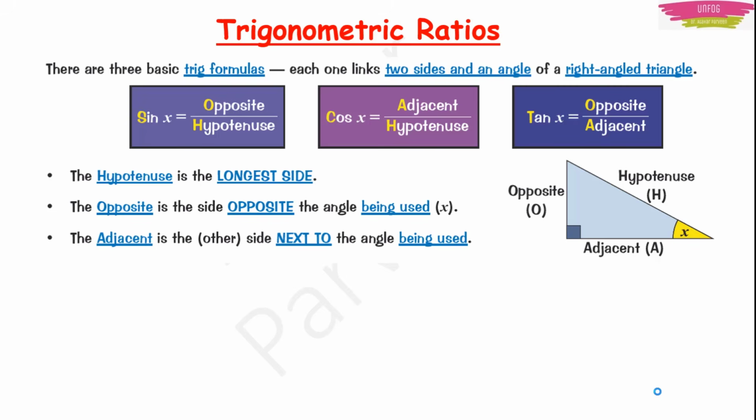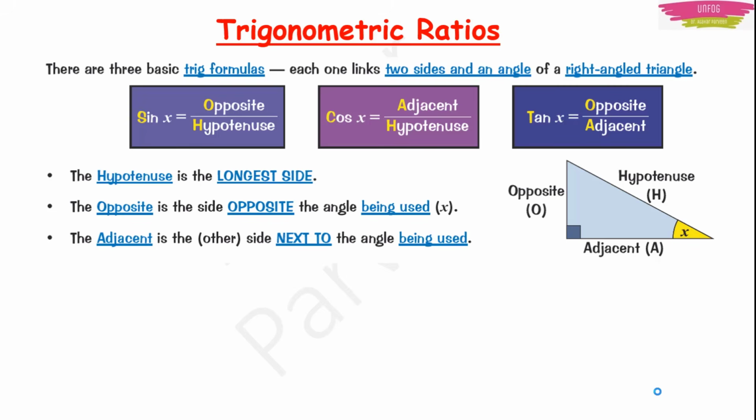In the same manner, if I want to find cos of that angle x, then I will write adjacent side by hypotenuse. And if I want to find the tan of that angle x, then I will write opposite side by adjacent side. If I have the values for these sides, means if some lengths or numbers are given in the question, I can substitute there and I can find the angle.